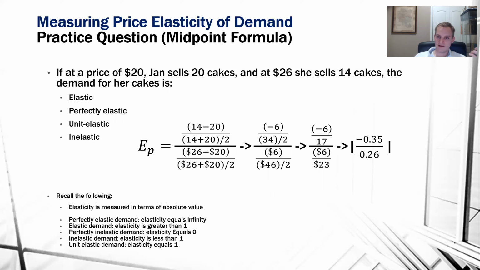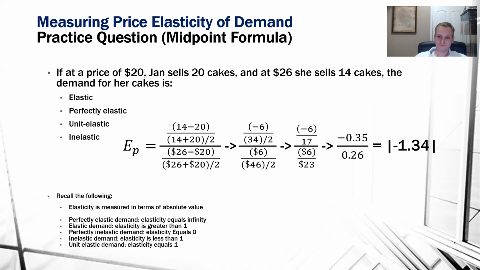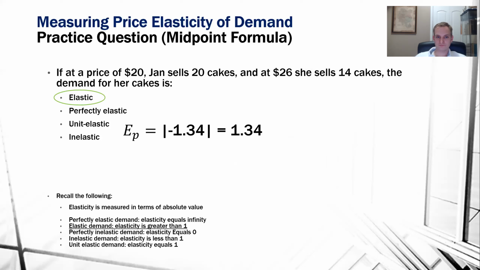Now you might have noticed that I went ahead and dropped in those pipes or those bars, whatever it is that you refer to the symbols as. But this is just going to be a reminder for us that we're looking for the absolute value here. -0.35 over 0.26 is -1.34. Or again, we're looking at the absolute value, and we have 1.34 as our answer.